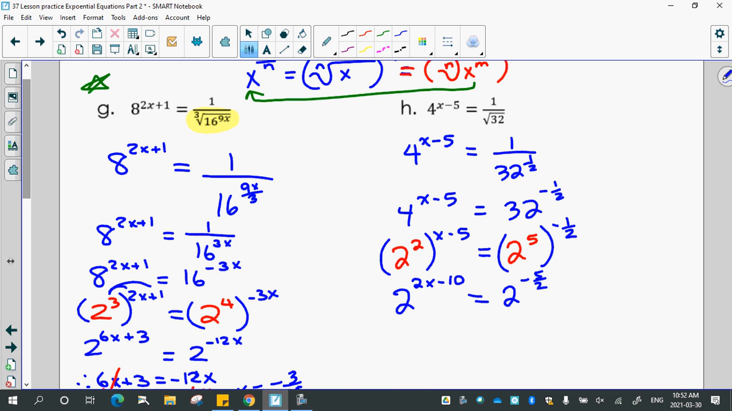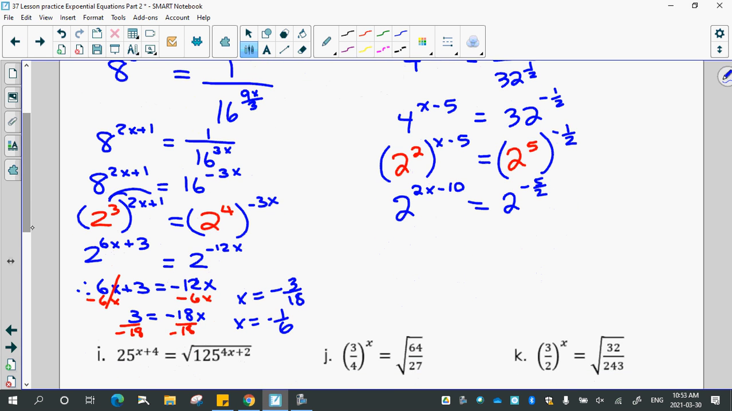Okay. So now you want to do your therefore. 2x minus 10 equals negative 5 over 2. And then there's a couple ways people would go about solving this equation. What would you do? I added 10 first. Okay.